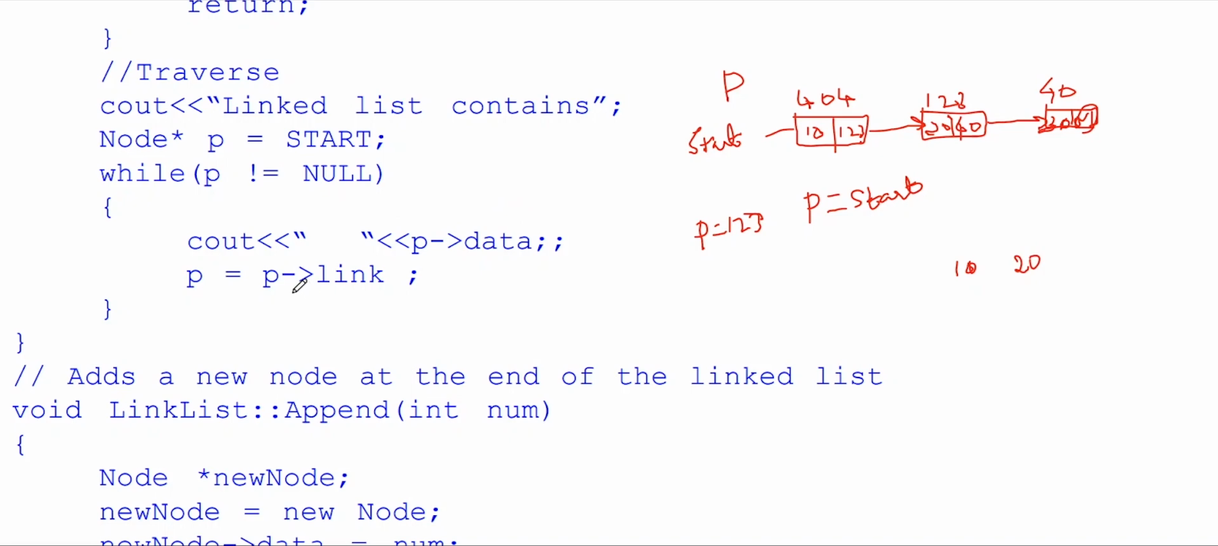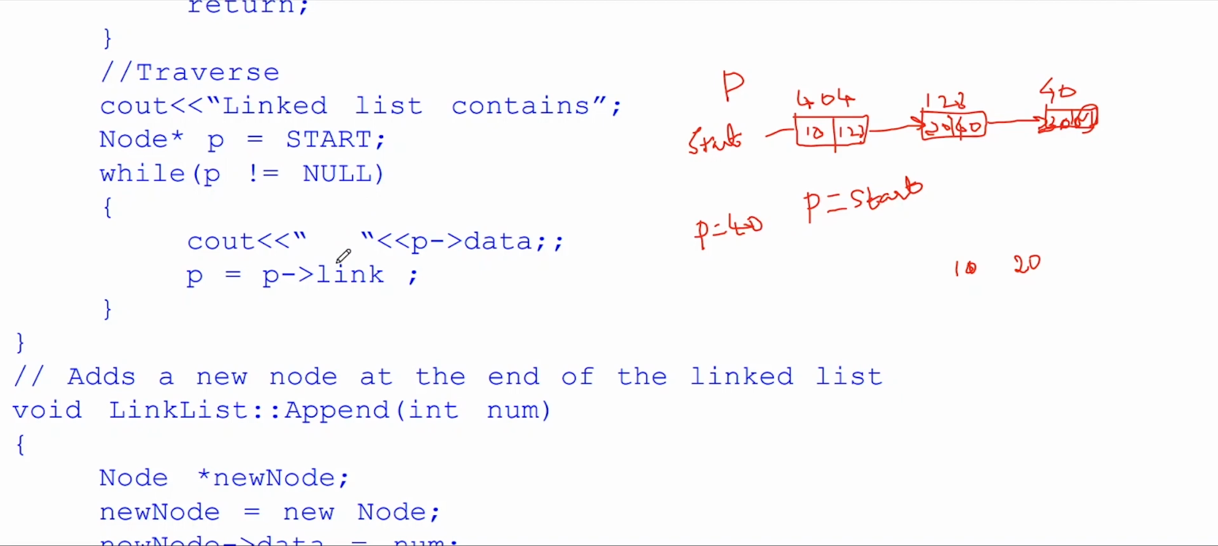Next, what happens, p is equal to p dot link. So what is this, 123 p dot link means we have a 40. So automatically now it becomes 40. Now what is p? It means 40. 40 is not equal to null? Yes, it is not equal to null.